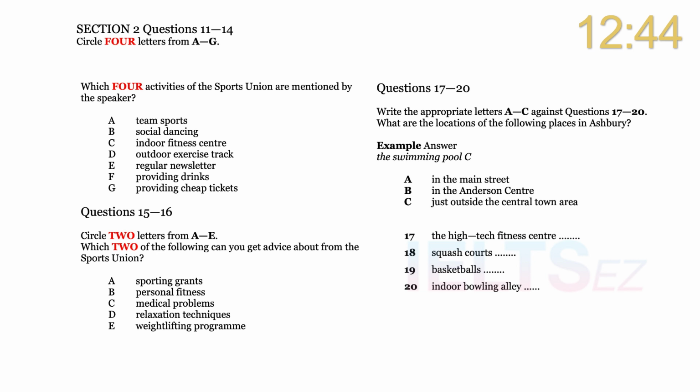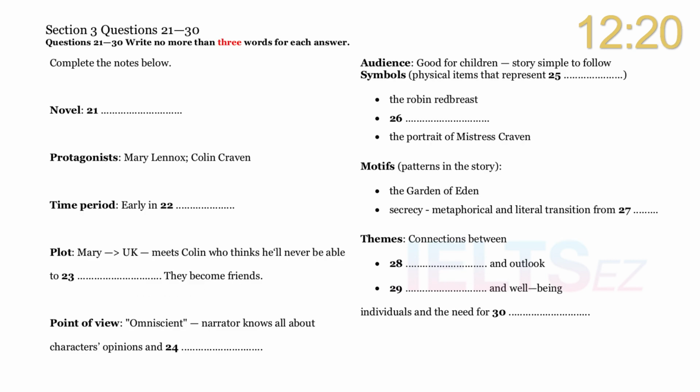This is the end of Section 2. Now you have half a minute to check your answers. Now turn to Section 3. Section 3. You will hear a conversation between a tutor and two students who are preparing for an English literature test. First, you have some time to look at questions 21 to 24.